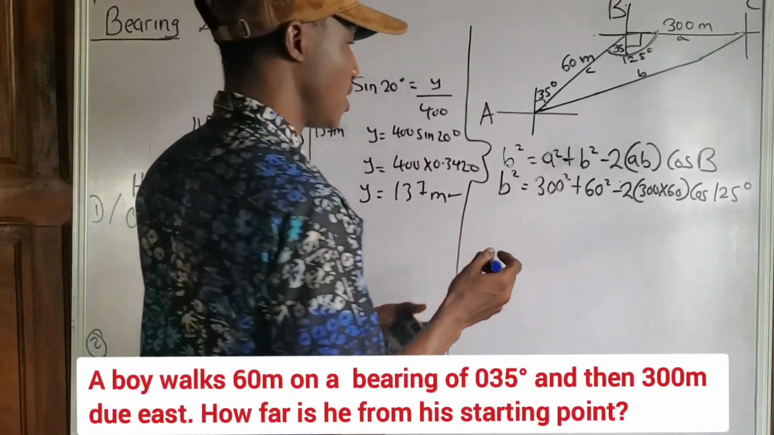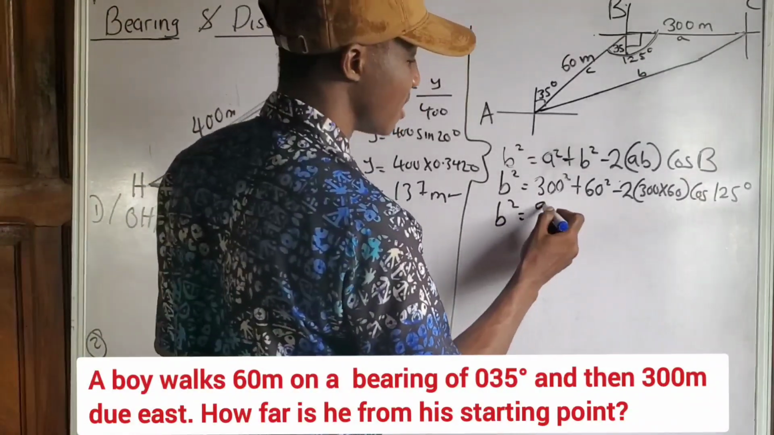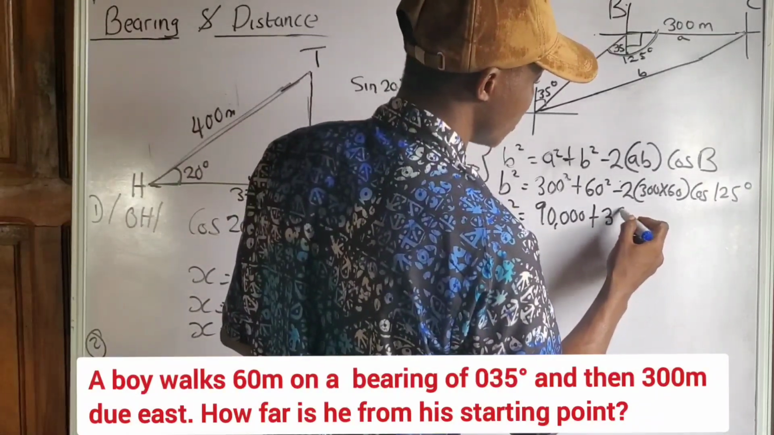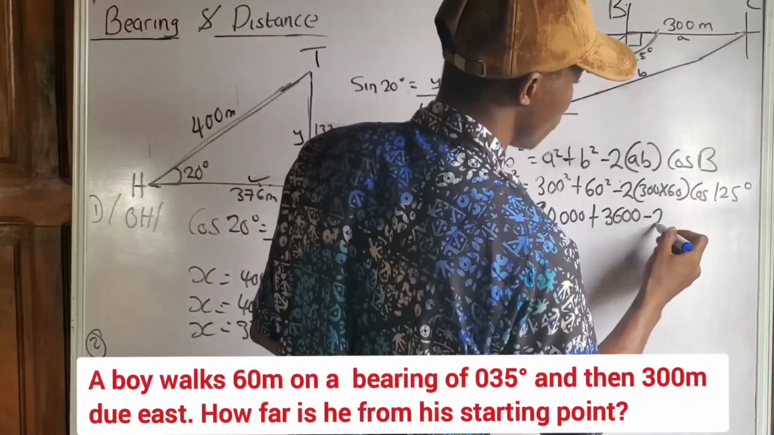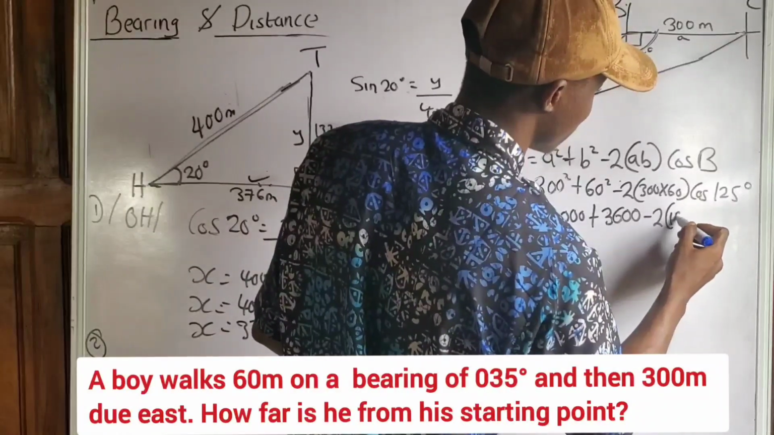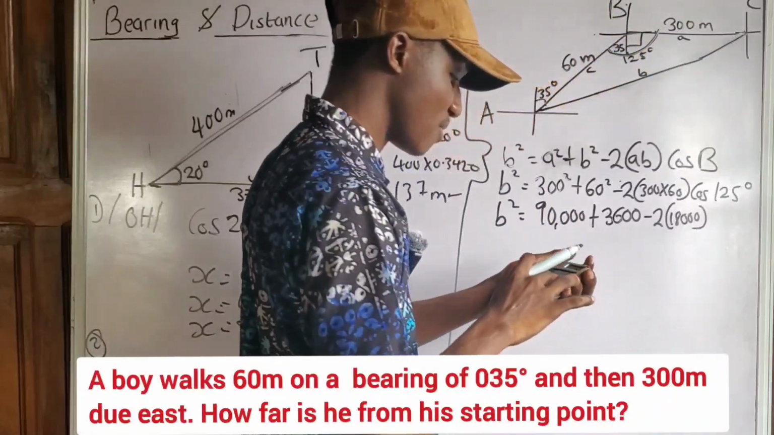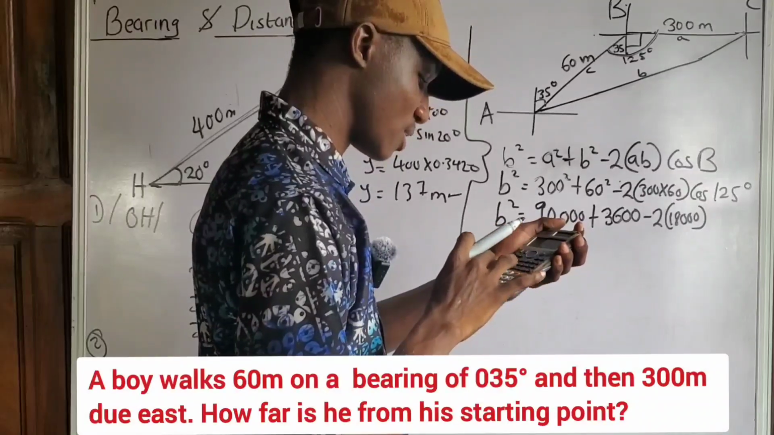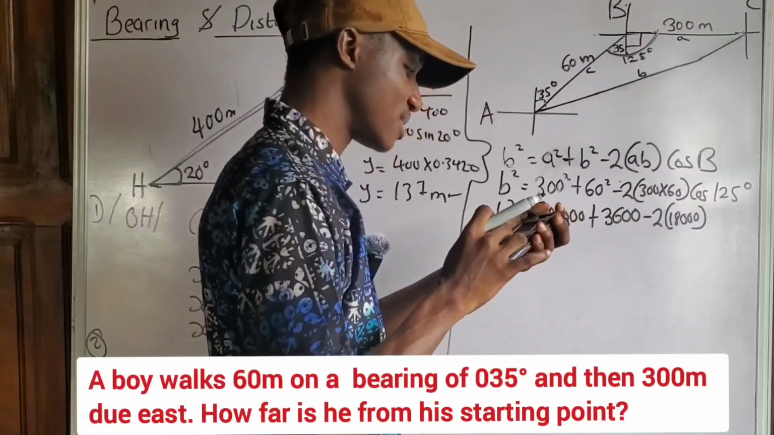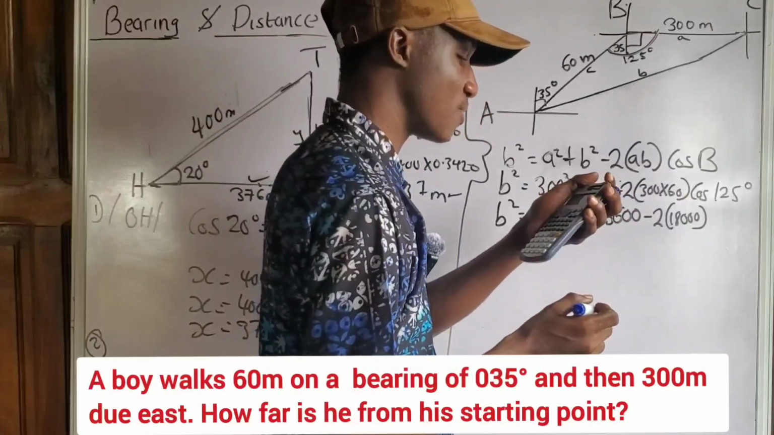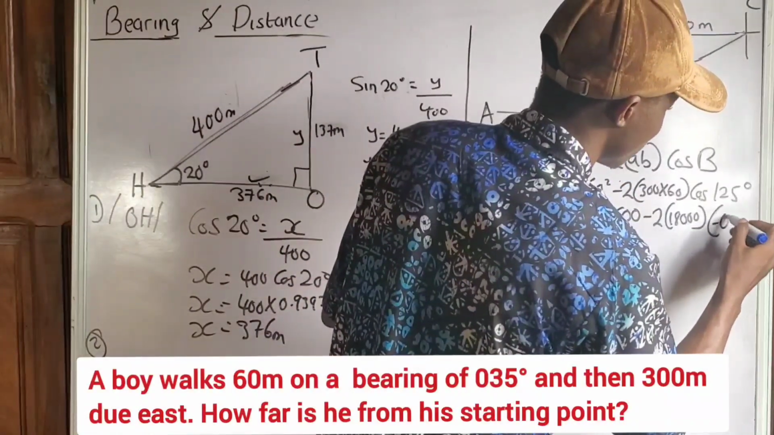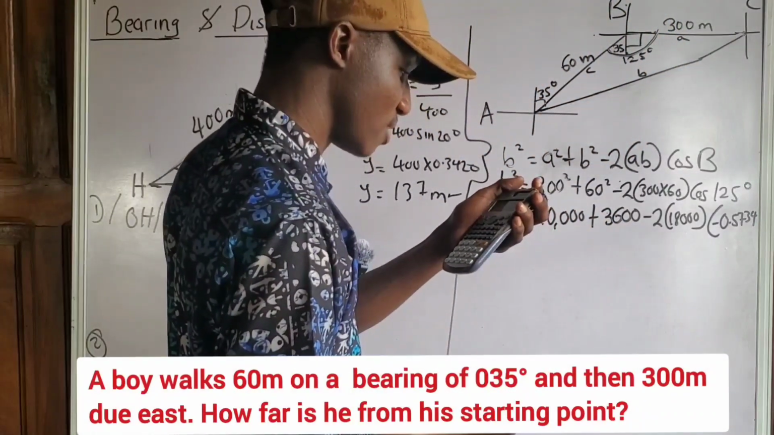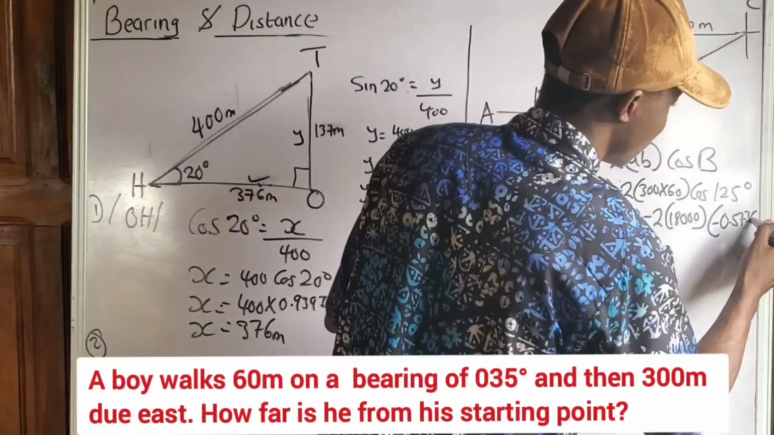Now let's proceed. b squared is equal to 300 squared, which is 90,000, plus 60 squared, that is 3,600, minus 2 multiplied by 18,000, cos 125. Cos 125 is negative 0.5734, multiplied by minus 0.5734. Do you understand?